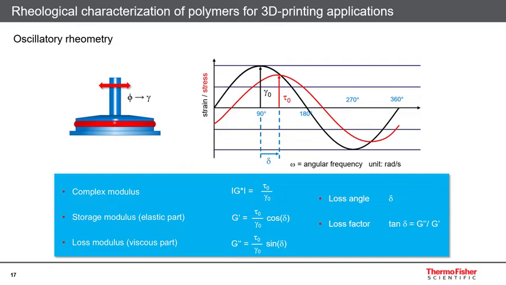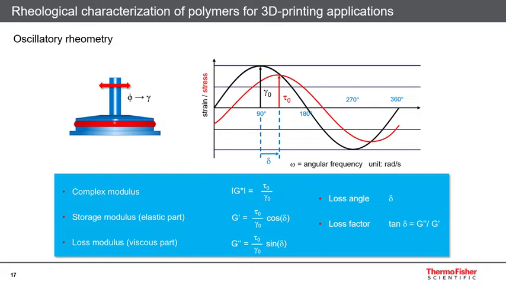Measurements in oscillation mode allow for quantifying both the elastic as well as the viscous properties of a material. The elastic properties are represented by the parameter G', the storage modulus, and the viscous properties are represented by G'', the loss modulus. Whichever is bigger is dominating the overall behavior of the material.